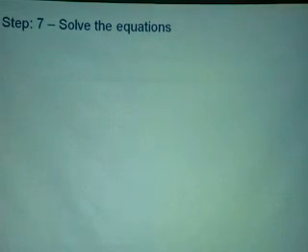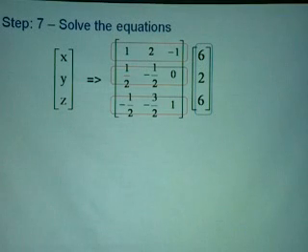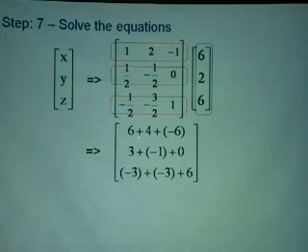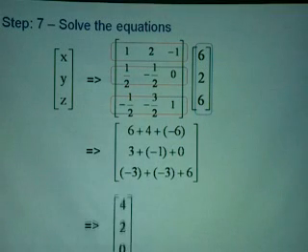Finally, to solve the equation, we will use the formula x, y, z equals the inverse of matrix A times matrix B, which is 6, 2, 6. From here you take row times column. So we will get 1 times 6 equals 6, 2 times 2 is 4, negative 1 times 6 equals negative 6, half times 6 equals 3, negative half times 2 equals negative 1, 0 times 6 equals 0, and finally the third row, negative half times 6 equals negative 3, negative 3 over 2 times 2 equals negative 3, and 1 times 6 equals 6.